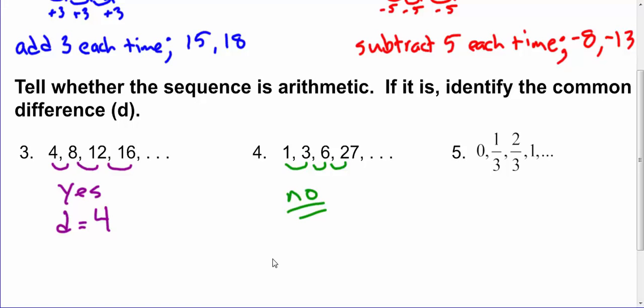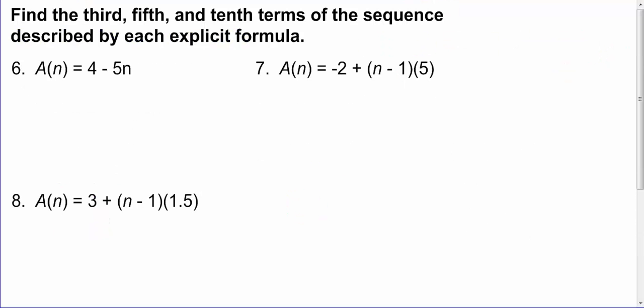I know how much you guys love fractions, and because of that, I want you to pause your video and do number 5 on your own. Then hit play and see if you agree with me. Alright, welcome back. You can see my answer on number 5. It is, of course, yes. We're adding 1/3 each time, so we would say our common difference is simply 1/3. Alright, let's move onward here.